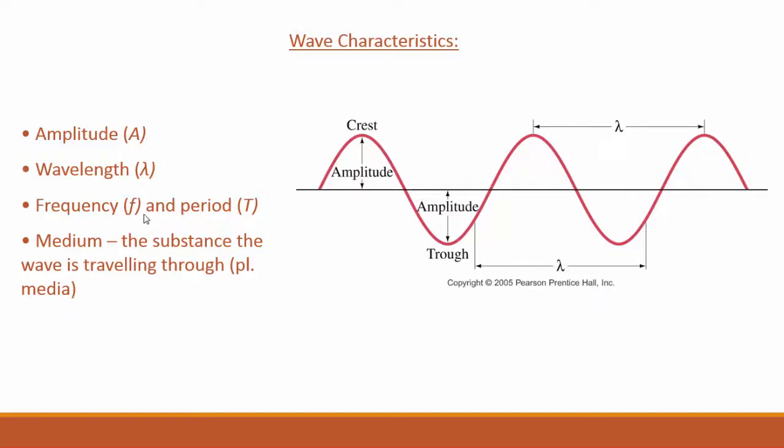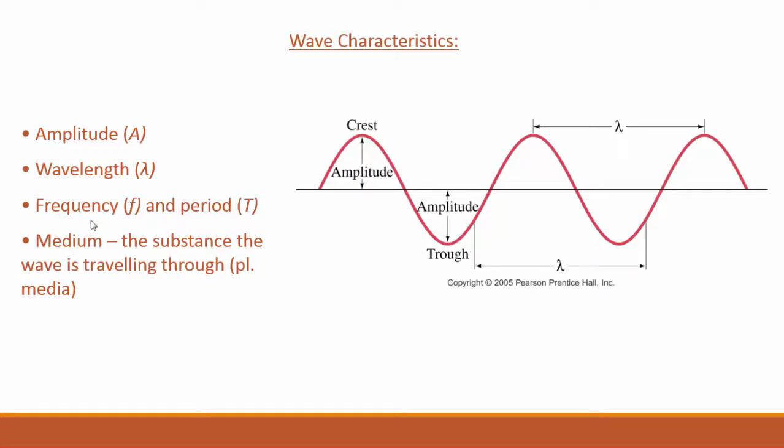Frequency and period, we'll talk more about these when we look at the quantitative calculations with waves, but frequency is how many waves are coming by per second. The period is the time for one wave. So they're interrelated, but one is time per wave and the other is waves per time.